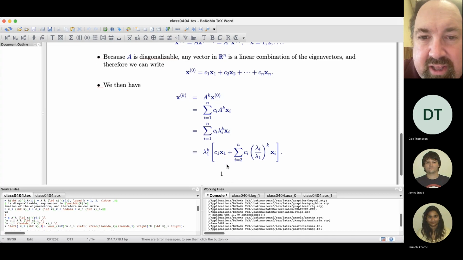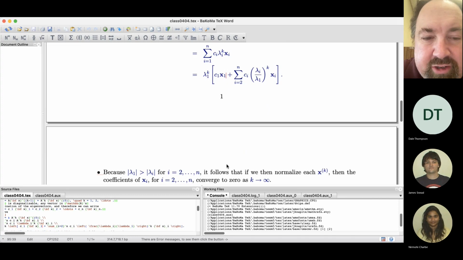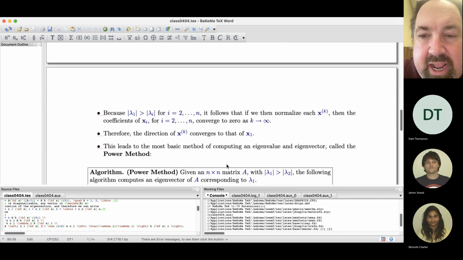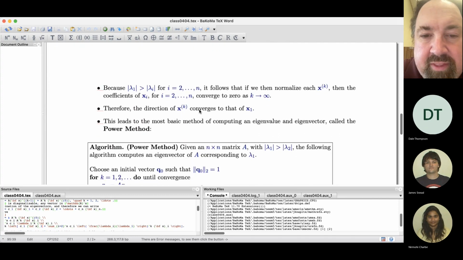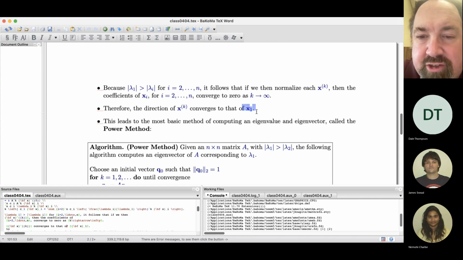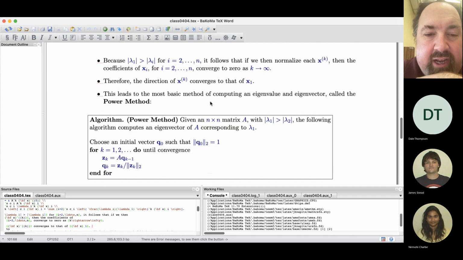So this is why this repeated multiplication by A will lead to a vector that is pointing in the same direction as x1, is parallel to it. And this is because lambda 1 is strictly greater in magnitude than all of our other eigenvalues. So that is the idea behind the power method. So here's the algorithm right here.